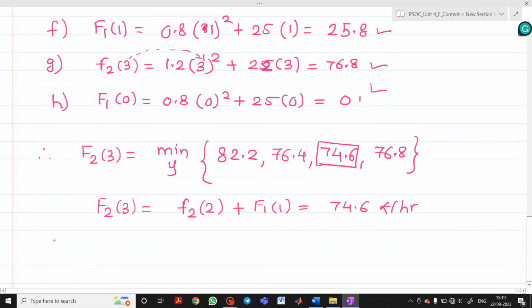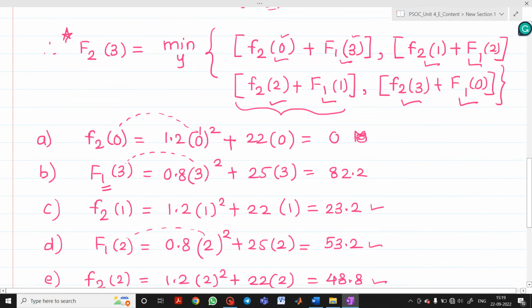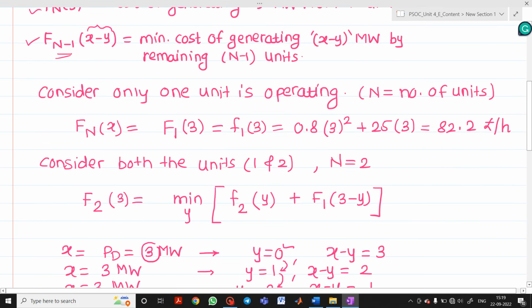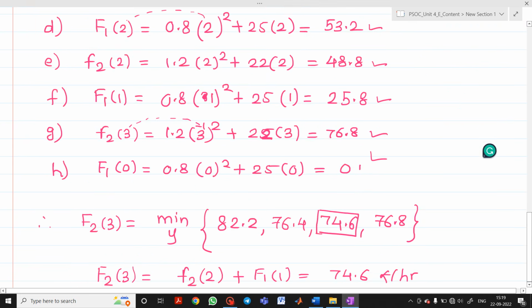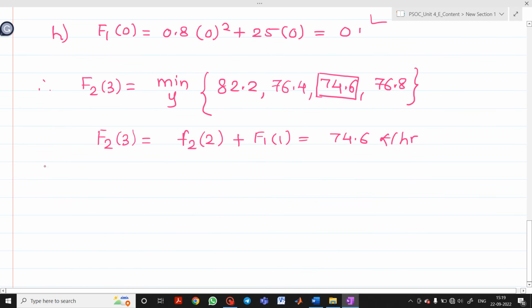Now it is observed that, what we observe, initially we have found this. Initially, if you remember, here we have found the answer of F1 of 3. What was it? It was 82.2. So I will write it here, the answer of F1 of 3. Meaning of this is nothing but what? 3 megawatt is going to be generated by unit 1. If all the 3 megawatt is going to be produced, or the load is served by only one generator, then its cost of generation is 82.2 rupees per hour.